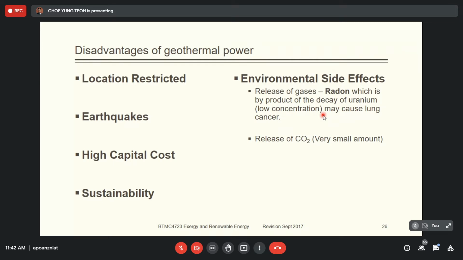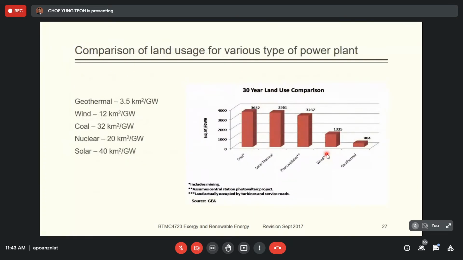But you can see that most of the systems are actually closed systems. Then we do not have this issue because we do not really release the gas to the environment. Some of them will release some CO2, as this CO2 is dissolved in the water. It is a very small amount, on average just about 5% of the CO2 released from the fossil fuel power plant.